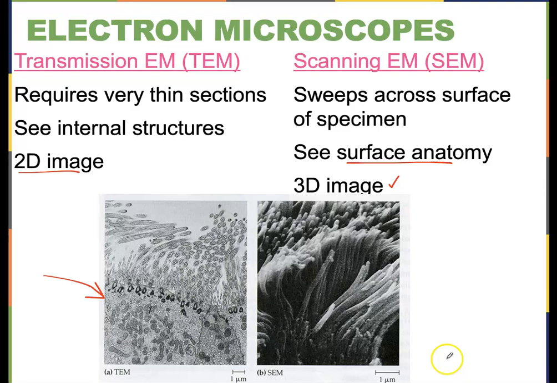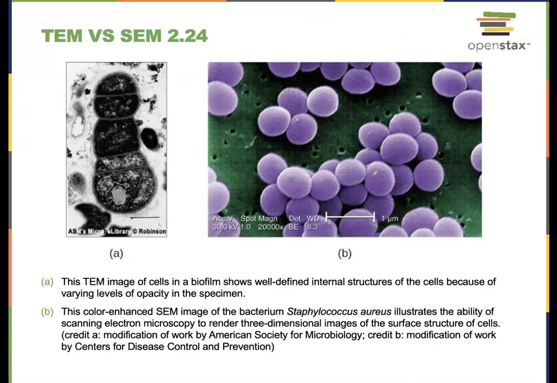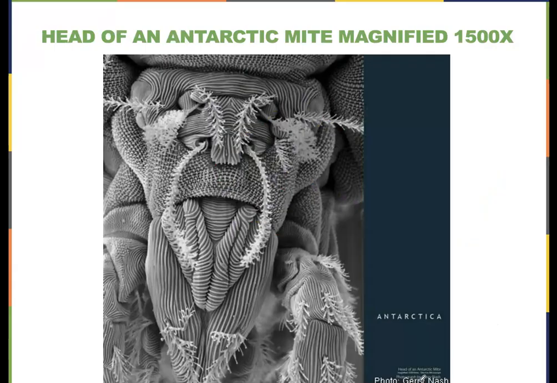All right, so for this, I just have some fun images to show you. This is from your online reading. This is a biofilm showing different layers and different structures within that biofilm. And then this is a color enhanced Staphylococcus aureus image. The staphylo refers to the clump-like arrangement, like a cluster of grapes. And coccus refers to the fact that it's a round, circle-shaped bacteria. This is the genus Staphylococcus. The species is aureus.